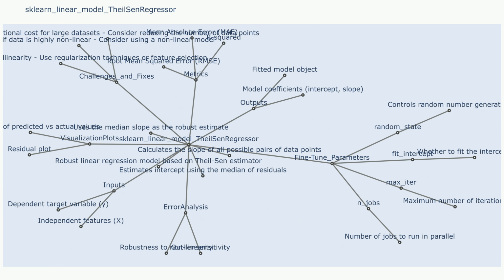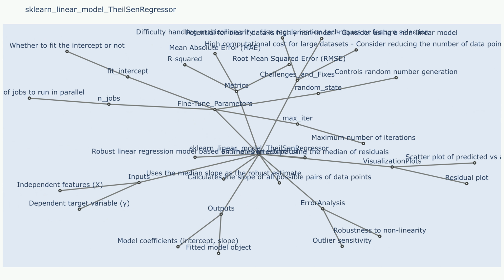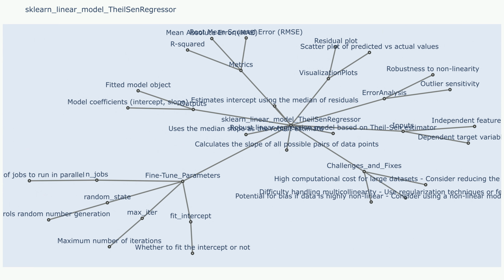linear relationship. Inputs: X, a 2D array of independent variables, y, a 1D array of dependent variables. Outputs: coef, a 1D array representing the estimated regression coefficients. Intercept: the estimated intercept of the regression line. Steps: The algorithm computes the slope of the line passing through every pair of data points. The median of these slopes is selected as the robust estimate of the slope of the linear relationship. The intercept is calculated using the estimated slope and the median of the dependent variable.